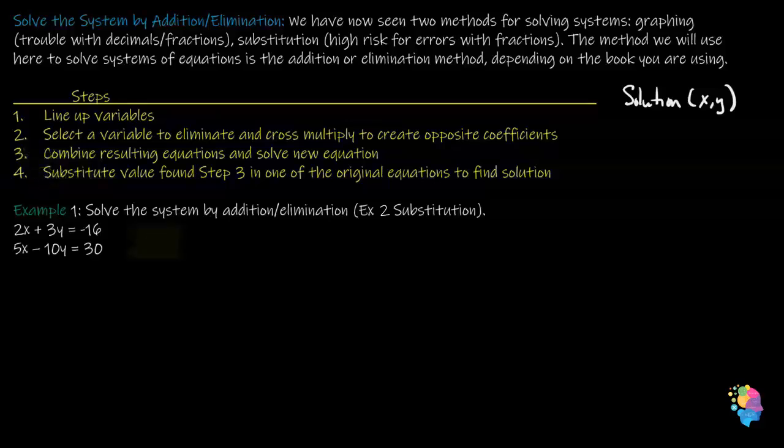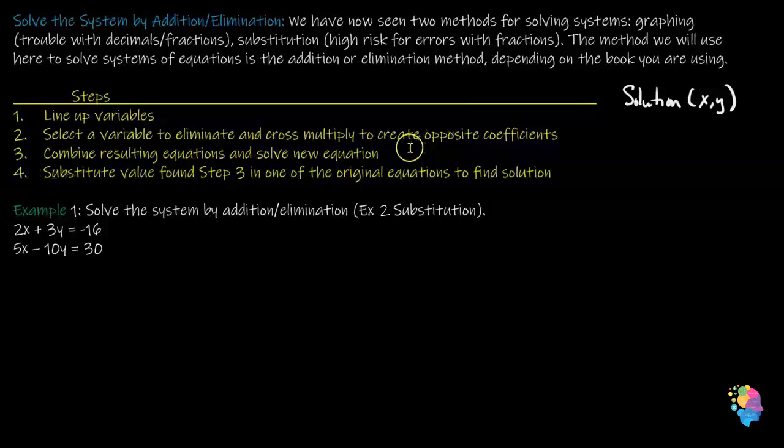So let's begin example 1. First, our variables have to be lined up. If you notice in our first example, the variables are already lined up. We have x's, then y's, then the equal sign. So we're going to move on to step 2. We're going to select a variable to eliminate and then cross-multiply to create opposite coefficients. Now we can select any variable we want to eliminate. It doesn't specify if it has to be an x or a y.